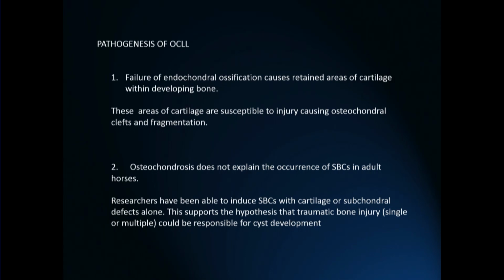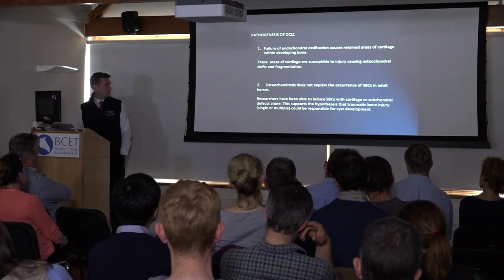Looking at the pathogenesis of these cyst-like lesions in a bit more detail, it's suggested that failure of endochondral ossification causes retained areas of cartilage within the developing bone, and that these areas are susceptible to injury, causing osteochondral clefts and fragmentation. This hypothesis is probably most relevant to the juvenile thoroughbred, and it's also been seen in the young human. However, osteochondrosis does not explain the occurrence of these cyst-like lesions in older horses, and researchers have been able to induce subchondral bone cysts with cartilage or subchondral defects alone, suggesting that traumatic bone injury, either single or multiple areas of trauma, could be responsible for cyst development.